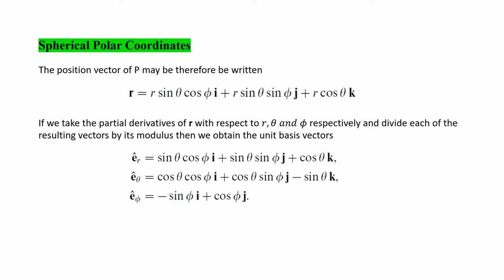And we do the same process as we did in the cylindrical polar coordinates, where we write the position vector of your P, and it may be written in the form: r is equal to r sine theta cosine phi i plus r sine theta sine phi j plus r cosine theta k. So this is your x component, and then this is your y, and then this is your z component. So this is your position vector P in terms of your r, theta, and then your phi.